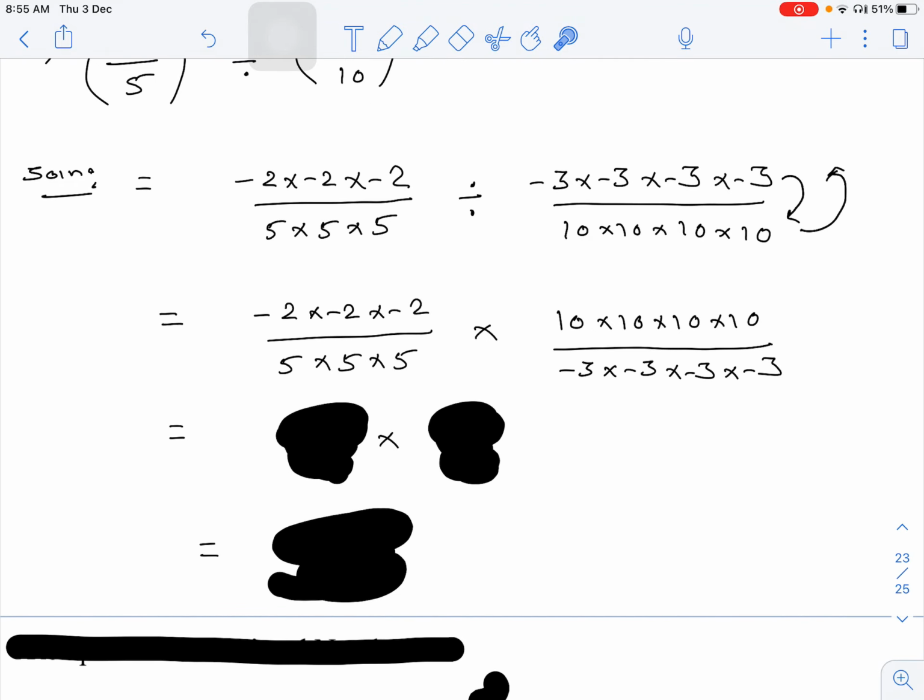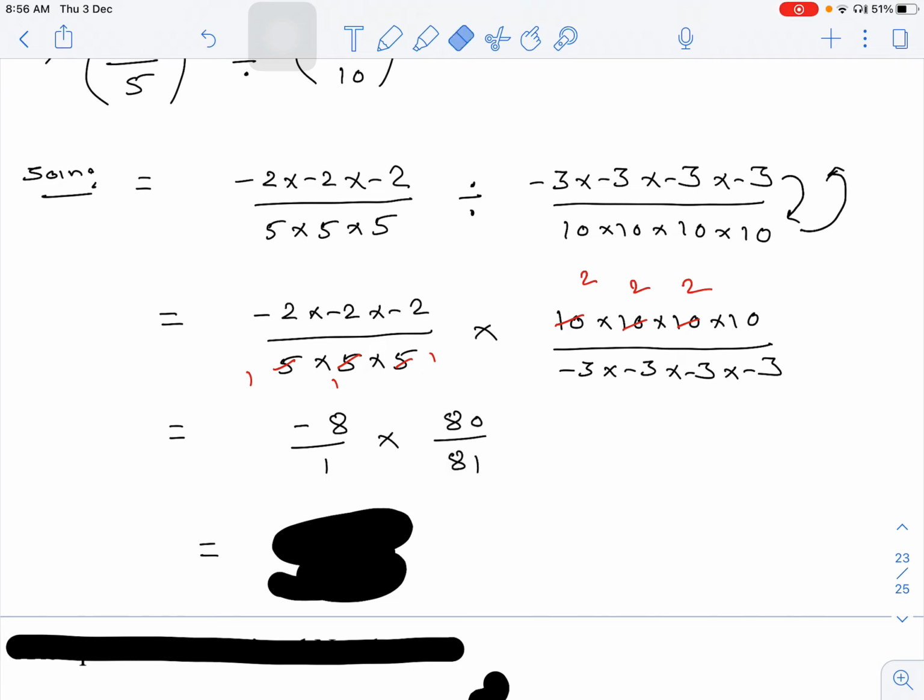Now we have to check whether we can cancel any numbers or not. So yes, here also we can make some cancellation. 5 ones are 5, 5 twos are 10, and so on for each factor. Okay, no other cancellation is possible over here. So finally what do we get now? We'll multiply: minus into minus into minus will become minus. 2 twos are 4, 4 twos are 8, the denominator will be 1. And here we will get 2 twos are 4, 4 twos are 8, 8 tens are 80, upon 3 threes are 9, 9 threes are 27, 27 threes are 81.